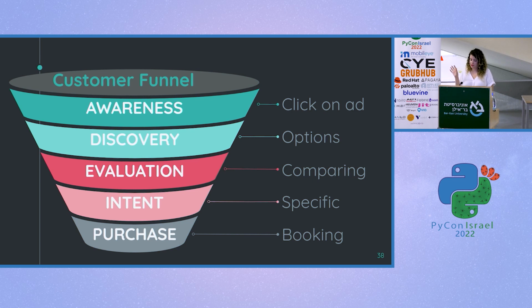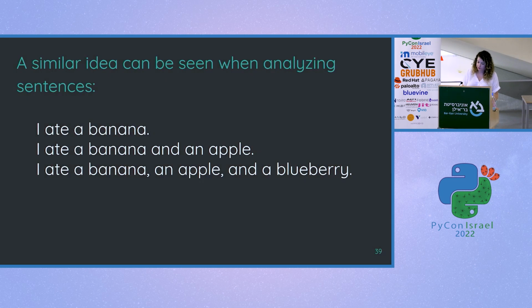And then he is specific. He has intent to purchase a specific flight, and then he makes the booking for that specific flight. A similar idea can be seen when you're analyzing sentences. It's like, I ate a banana, and I ate a banana and an apple, and I ate a banana, an apple, and a blueberry. So the order of what we eat doesn't really matter.